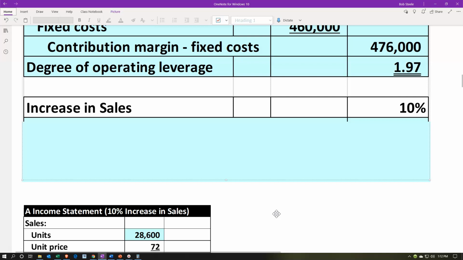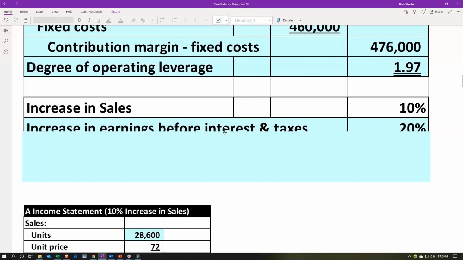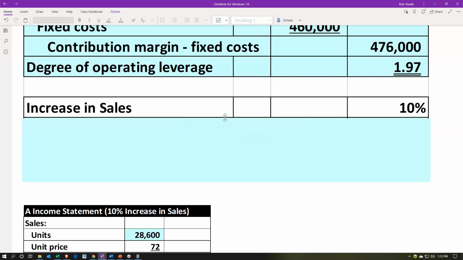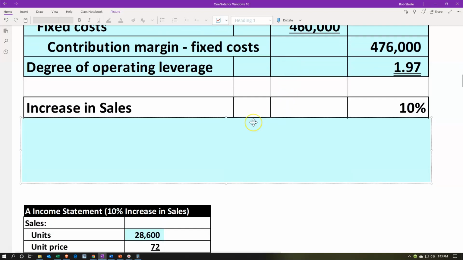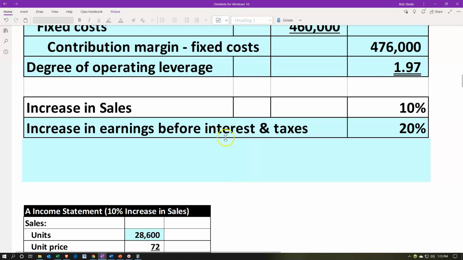So another nice feature of this degree of operating leverage is we can take a look at an increase in sales and jump to exactly what we think the increase in the income before interest and taxes, basically the operating income, will be. For example, if we say there's an increase in sales of 10%, we're going to sell more units. Let's say it increases by 10%. We can multiply the 1.97 times that 10%. That's going to give us an increase in earnings before interest and taxes, or operating income, of 20%.